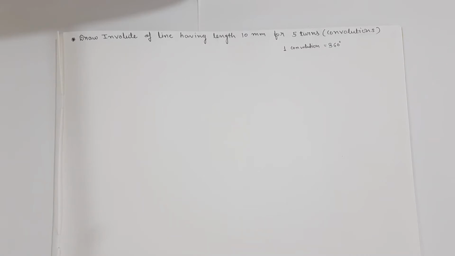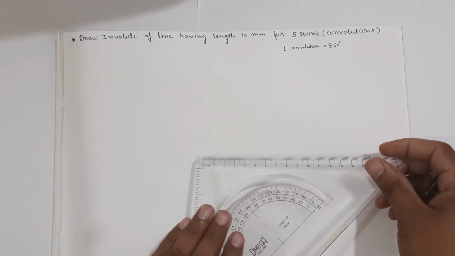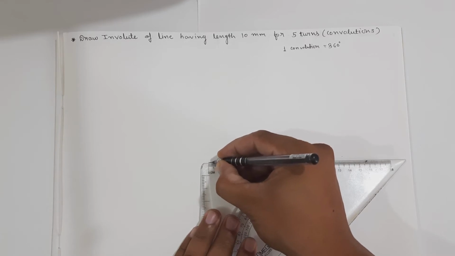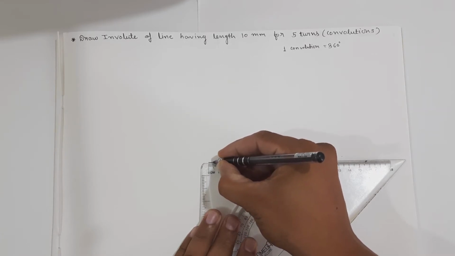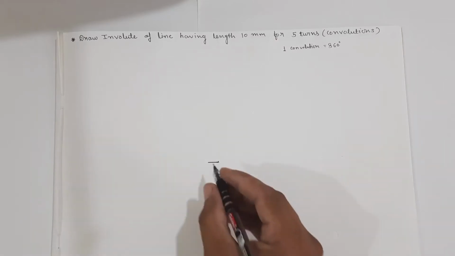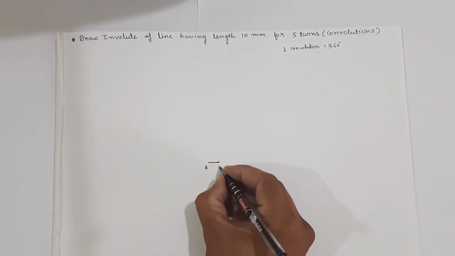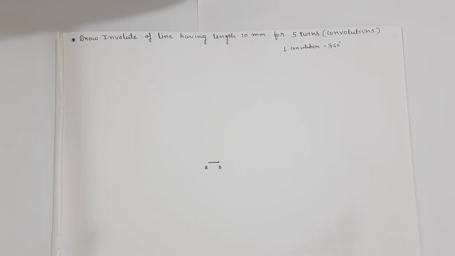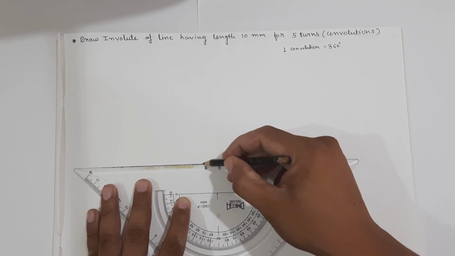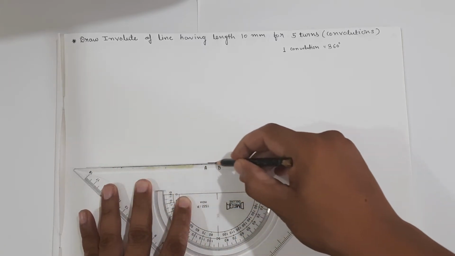It is 5 into 360 degrees. So 5 convolutions means 5 into 360 degrees. First, we have to draw a line having length 10 mm, that is 1 centimeter. Let us say the name of this line is AB. Now extend this line on both sides at random distance.